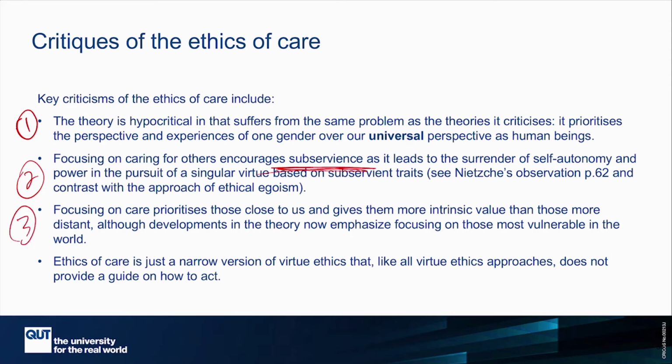A third key challenge with the approach is that it doesn't treat people equally. What do we mean by that? Well, because we're thinking about who we affect, it prioritizes those that are close to us and gives them more value than those that are distant. Finally, as a branch of virtue ethics, the ethics of care suffers from the problem that it actually doesn't provide us with a solid guide on what to do, more just a series of questions to help us develop the answers to what we think is ethical.